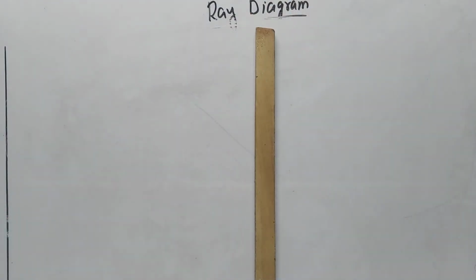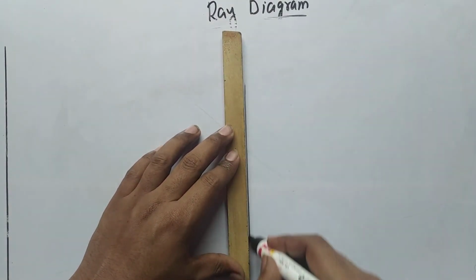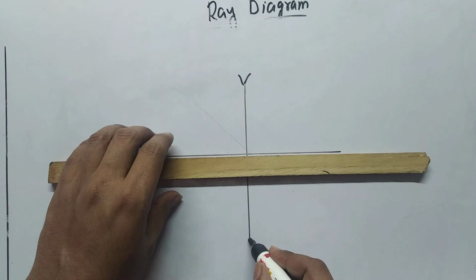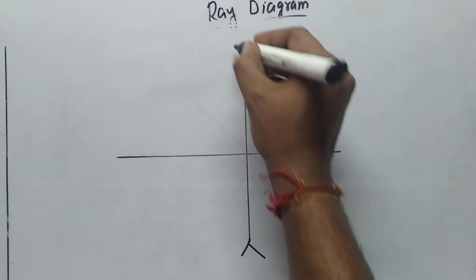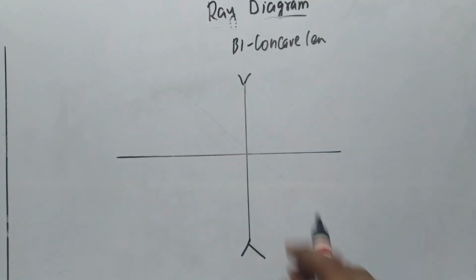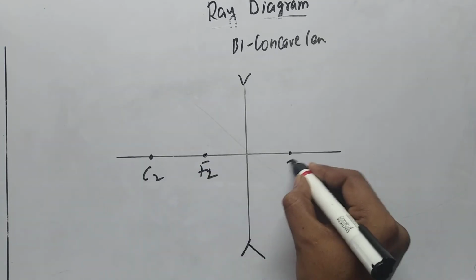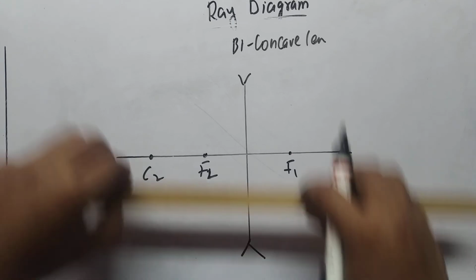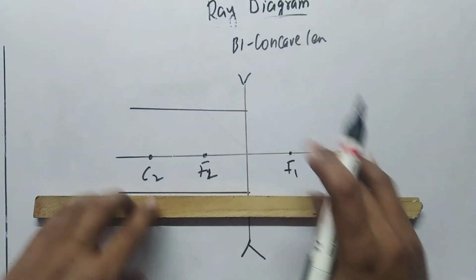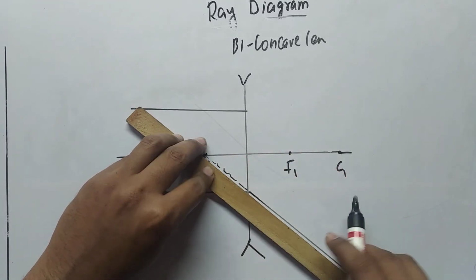Okay, let me take the ray diagrams of the concave lens. The first case of the concave lens is when the ray is parallel to the principal axis. This is the symbol of the concave, biconcave lens. Now I will explain the ray diagrams of the biconcave lens. Let me take these points as focal point F2, C2, F1, C1. Let me take some rays which are parallel to the principal axis. I am taking 2 rays which are parallel to the principal axis, and we know that whenever they are parallel, they seem to diverge from the focus, right?